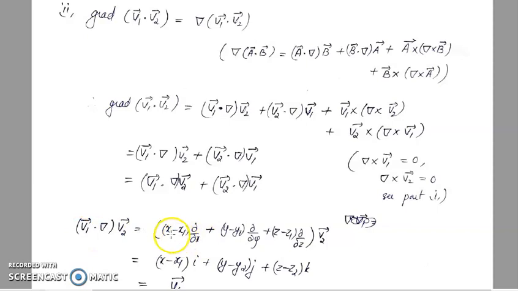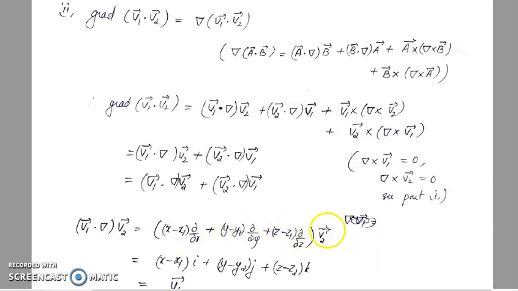So that is x minus x1 into dou by dou x plus y minus y1 into dou by dou y plus z minus z1 into dou by dou z. So this is operating on the vector V2. Okay, so corresponding operators apply. So x minus x1 dou by dou x of V2. V2 is differentiated, so the whole vector is differentiated with respect to x.